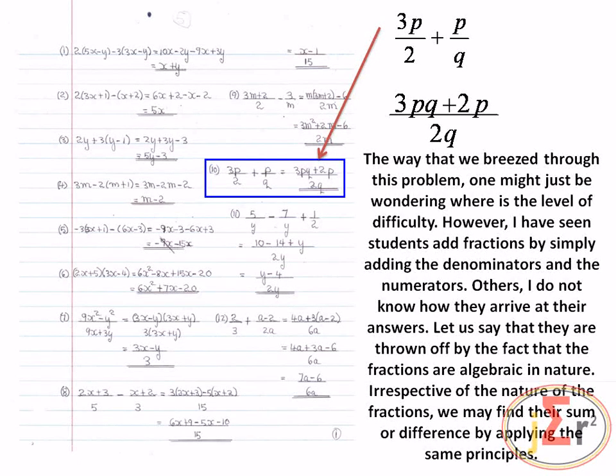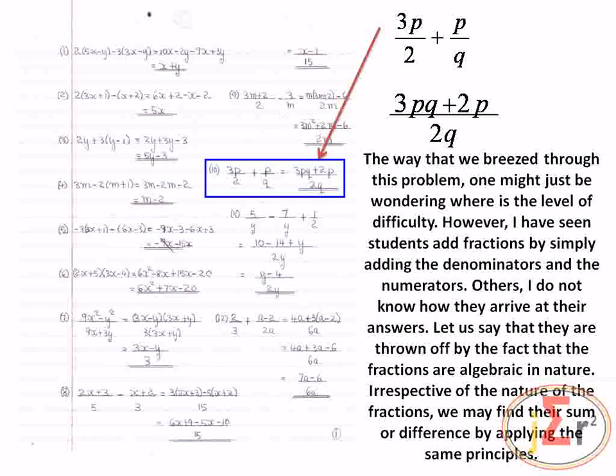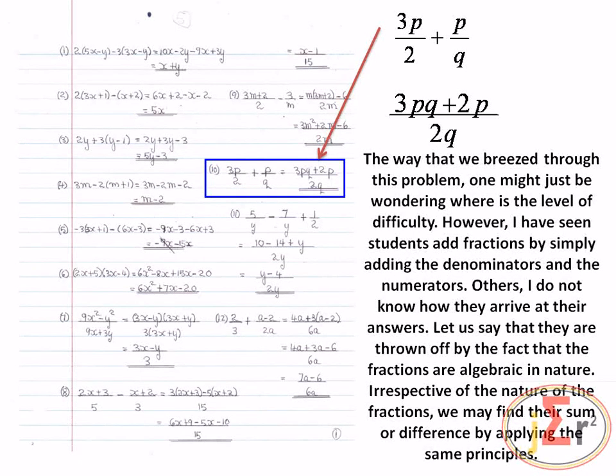Irrespective of the nature of the fractions, we may find their sum or difference by applying the same principles. So if we are adding algebraic fractions, or we are adding just numeric fractions, then the principles that we apply in adding them will no doubt be the same, because it is addition of fractions nonetheless.